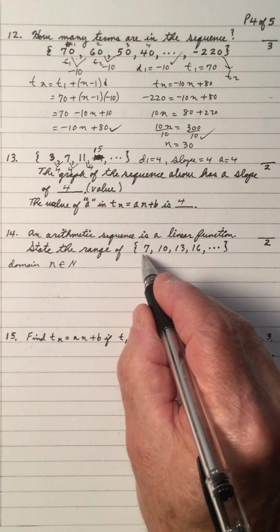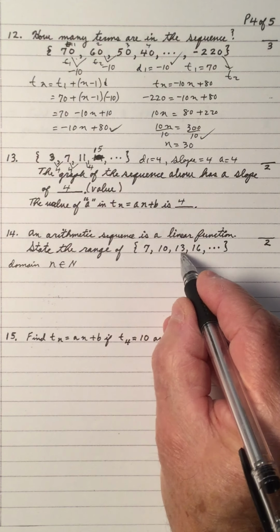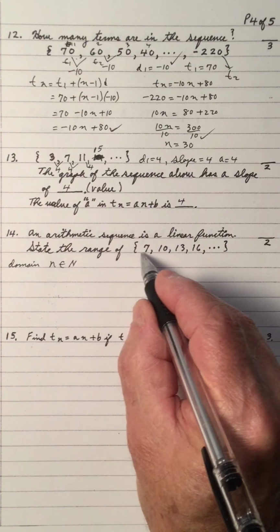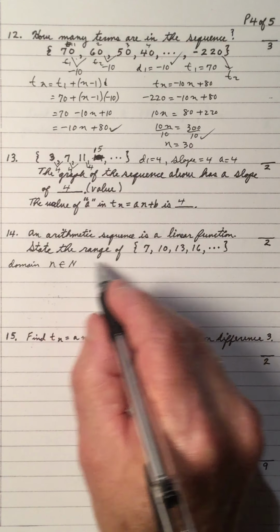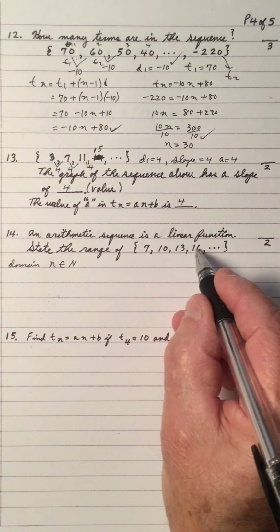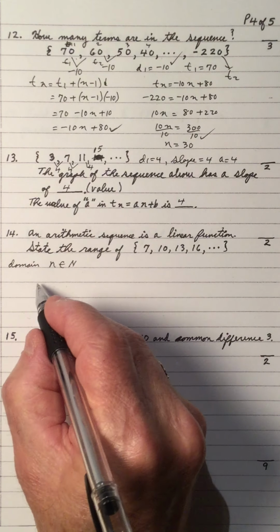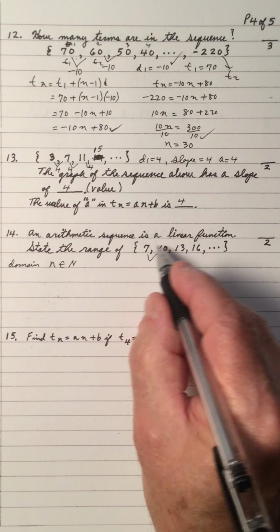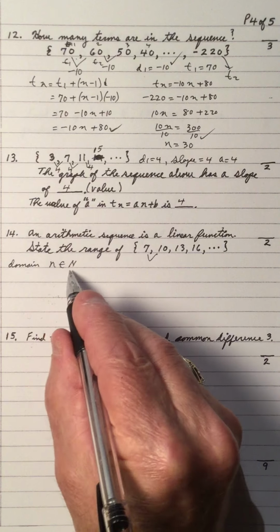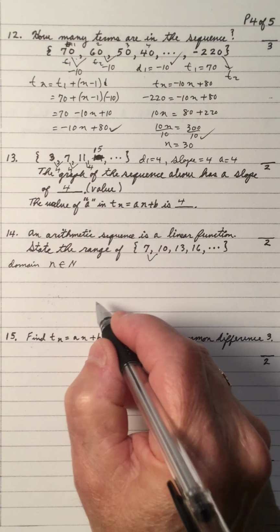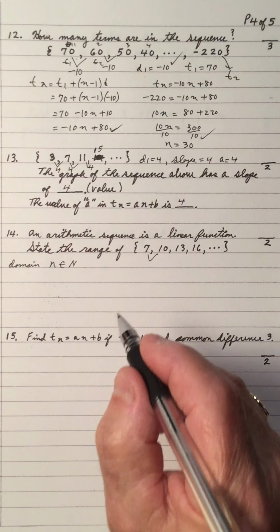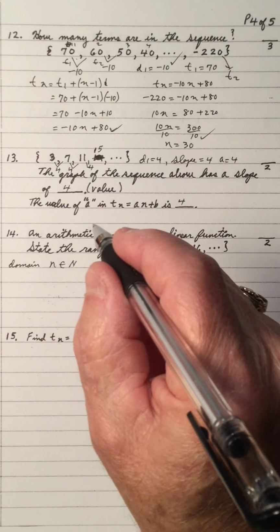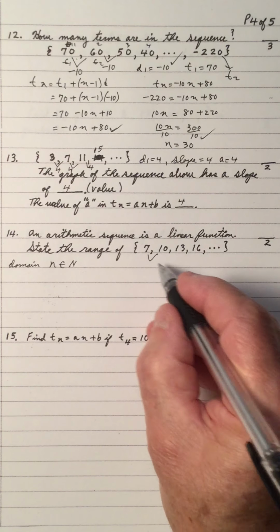These values here are 7, 10, 13, 16, etc. These are the range values. So they go along with what 1, 2, 3, 4, 5, 6 for n is. So we have to get the equation because whatever values of n are put into the equation, that's the values of the range or the Tn that come out.